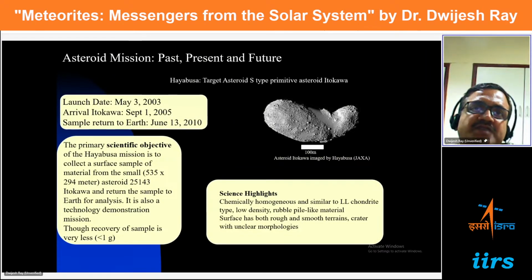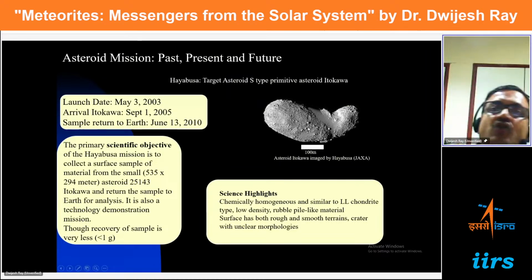So this is one of the missions. This is actually the first mission, Hayabusa. It was a mission planned to target an S-type asteroid, the Itokawa asteroid, a stony S-type asteroid. But the problem is the recovery of the sample is very small, less than 1 gram. The Japanese space agency JAXA carried out this exploration, but they were only able to extract some fine dust and fine mineral grains.